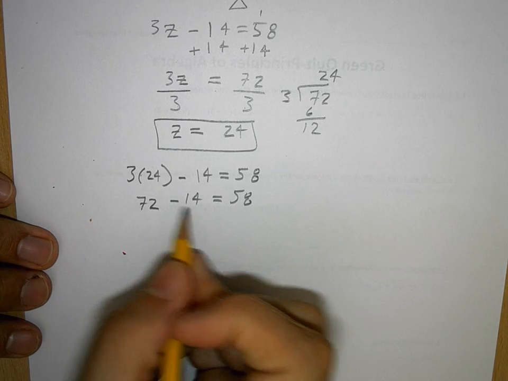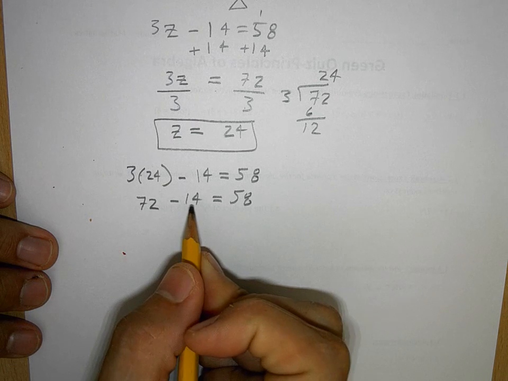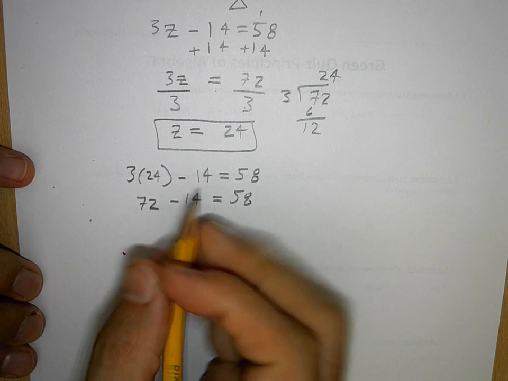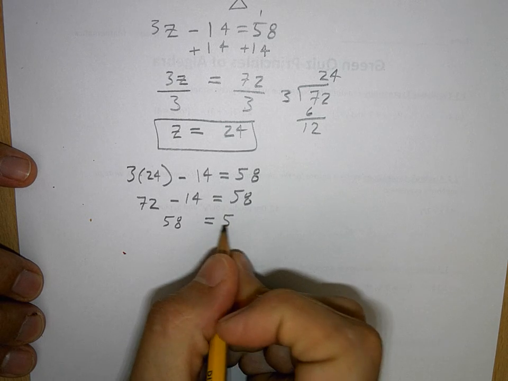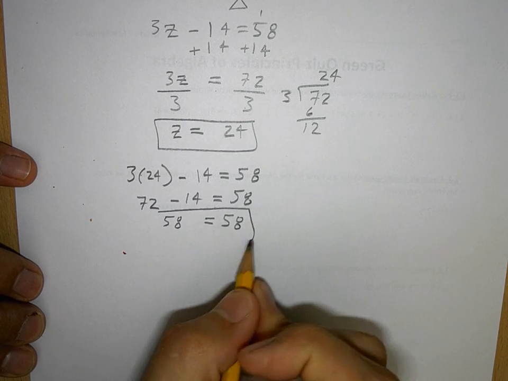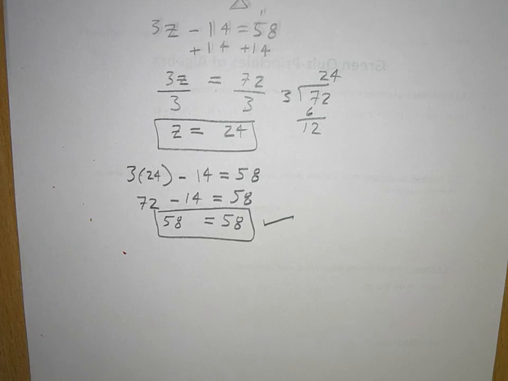And then if I simplify even more, 72 minus 14 is 58 on the left side, there's 58 on the right side. Since they both equal each other, we know that this equation is correct.